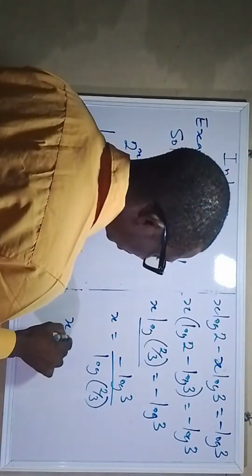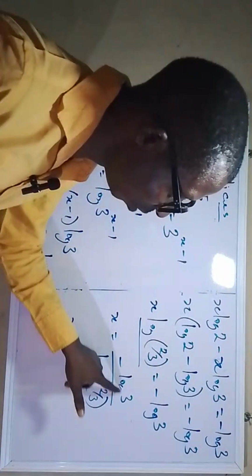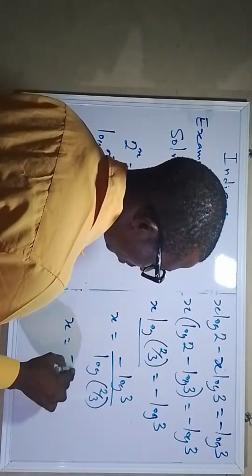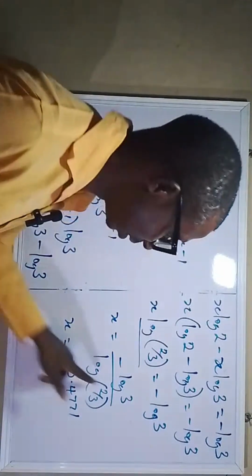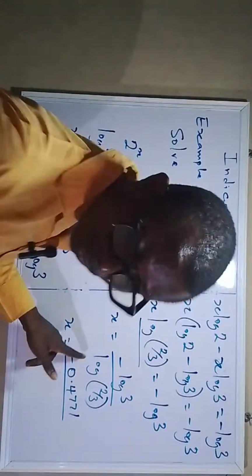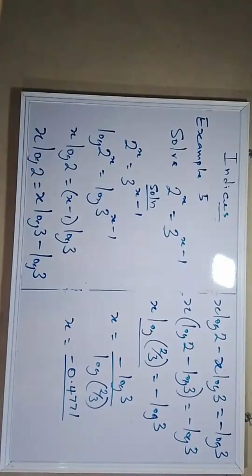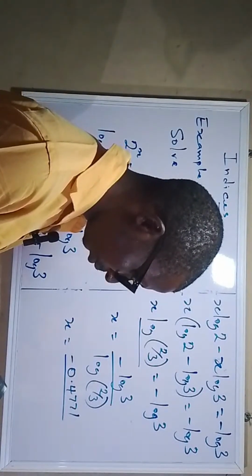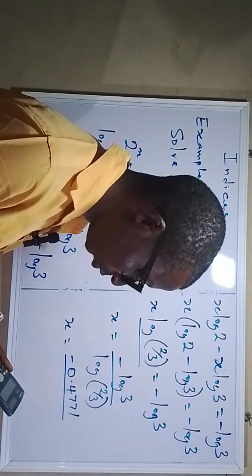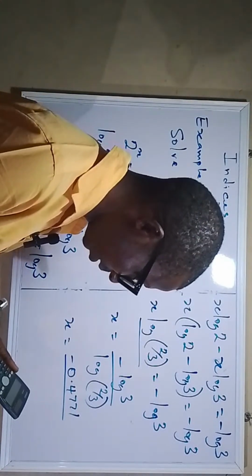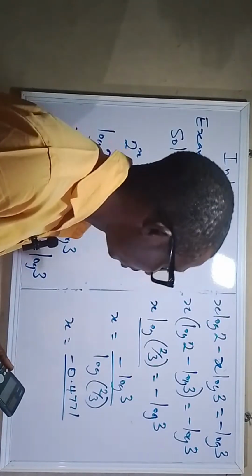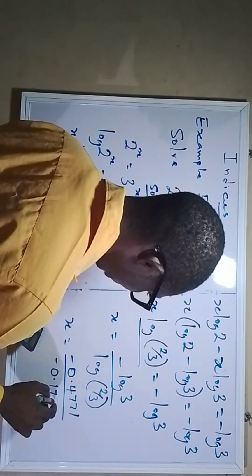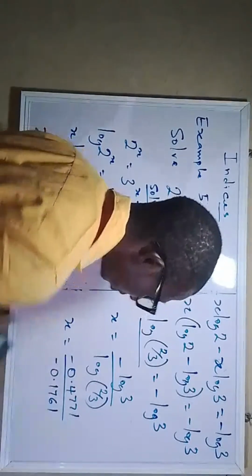So we have x equals to, now what is log of 3? You can press your calculator and get that. It's a common number. So we have minus 0.4771. So that is log 3. Over, we need our calculator now to get this. So log of 2 over 3. What do you have? You have minus 0.1761. So that's what we have.